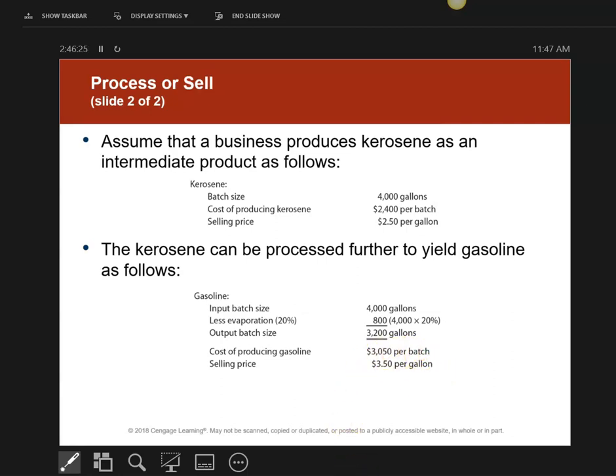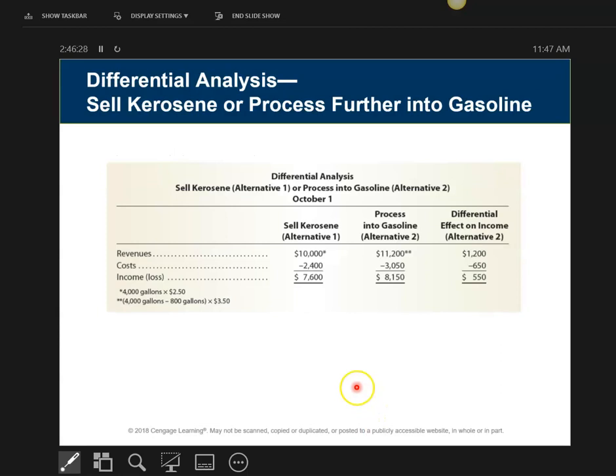So here's our differential analysis. In this scenario, our alternative one is to sell the byproduct. Our alternative two is to continue making gasoline, and we're going to find out what would be the differential effect if we decided to make the gasoline. So here are our revenues. The kerosene, the byproduct, is 4,000 gallons times 2.50. But if I make gasoline, it's going to be 3,200 gallons times 3.50. My costs are 2,400, and over here they're 3,050.